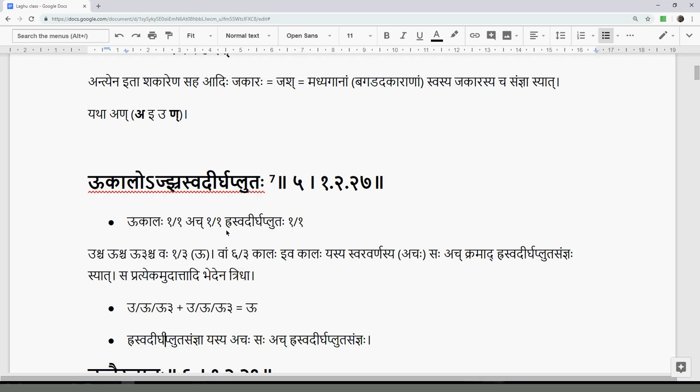Ku, ku, ku. So in Hraswa, one unit of time, two units of time, and three units of time. Therefore, that U is taken as a standard, and whatever has that unit of pronunciation gets the Hraswa Dirgha Pluta sanya. And what gets that? That is Ach. So Ach is mentioned here. We'll see in today's sutra why Ach is there. I'll just mention it now itself.